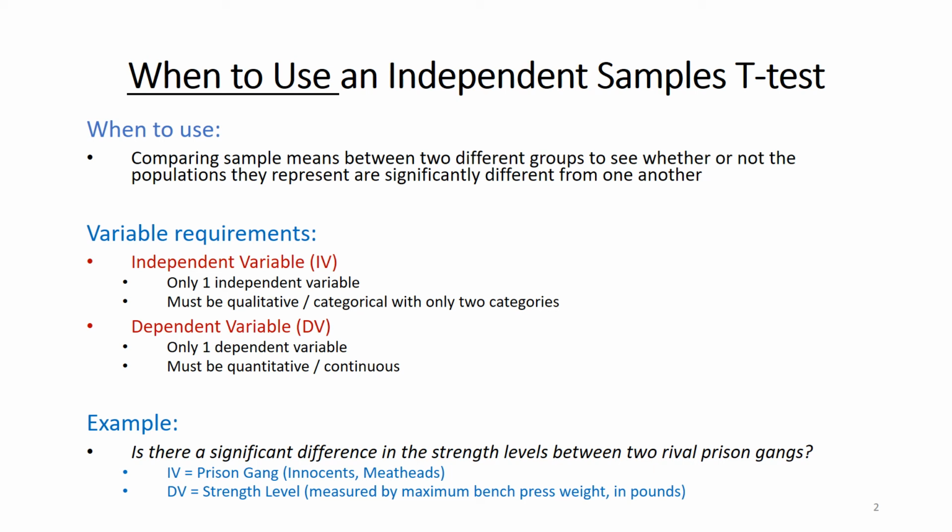So you'll notice here I've set up our independent variable, prison gangs, as being a categorical variable with only two groups. Those two groups are the Innocents and the Meatheads. Then our dependent variable, let's see if it fits the requirement of being quantitative or continuous. We're measuring strength level. Well, how do we measure strength level? We're measuring it by the maximum bench press weight in pounds, right? So if I said, how much can you bench press in pounds? Somebody may only be able to bench press 40 pounds, somebody may be able to bench press 400 pounds or anywhere in between, so it fits that nice quantitative continuous level of measurement.